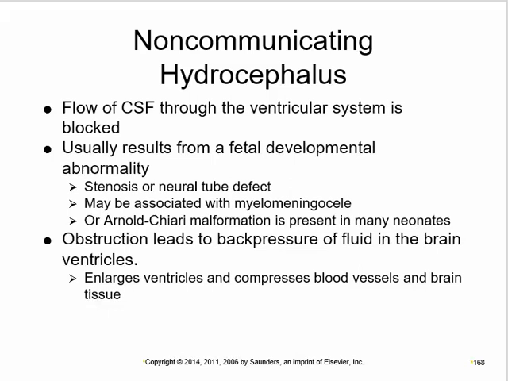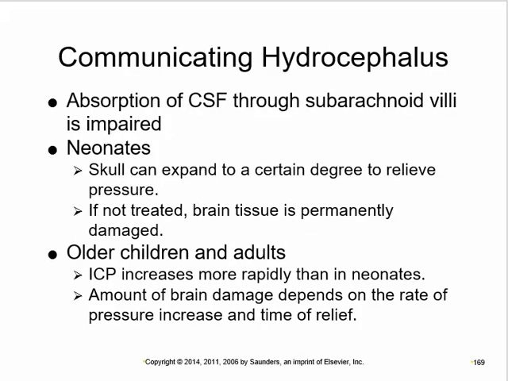So this makes the ventricles get bigger and compresses the brain tissue and the blood vessels within the brain. The communicating is something where the flow is correct, but there's something wrong with the reabsorption of the CSF in the subarachnoid villi. So you have to be careful because the brain tissue can be permanently damaged.